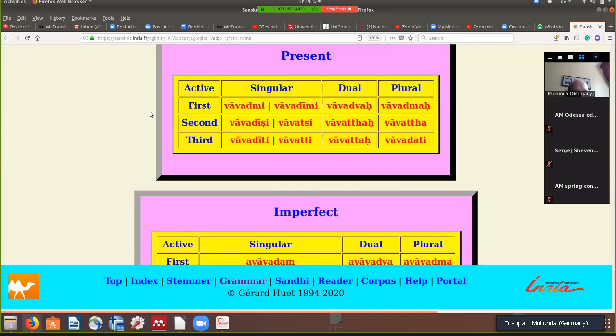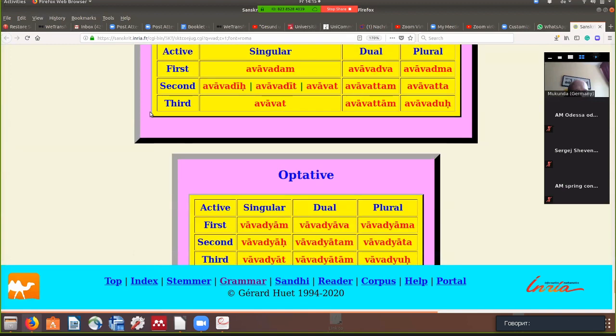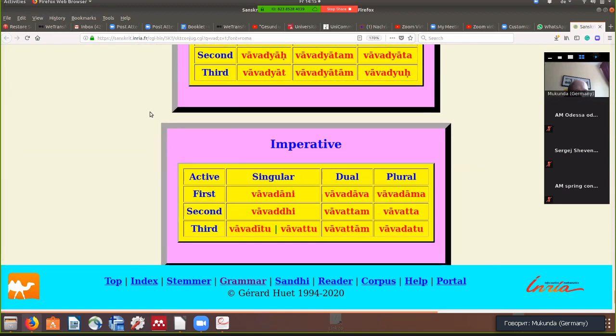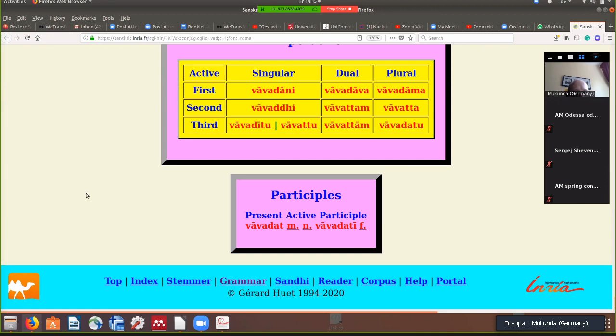And so on and so on. There's many different forms one can make from one root.